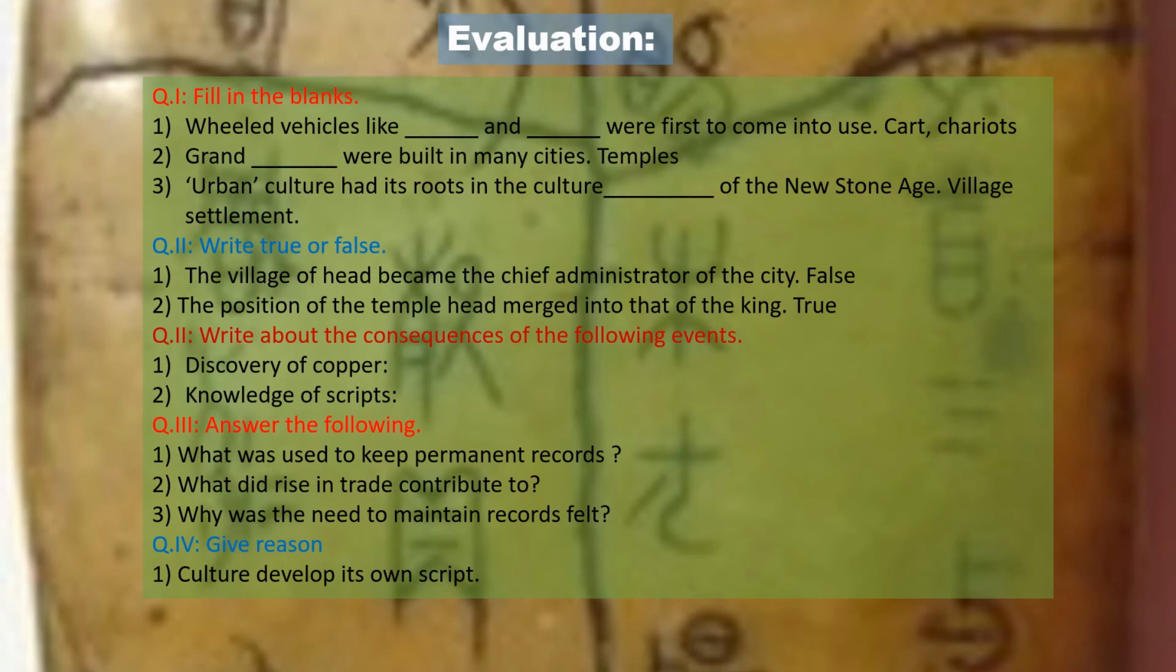Give reason. Each culture developed its own script. Answer: There was an increase in trade and production and also growth in the volume of records to be kept. This resulted in much modification and improvement in the signs and symbols used for these purposes. In this way, each culture developed its own script.